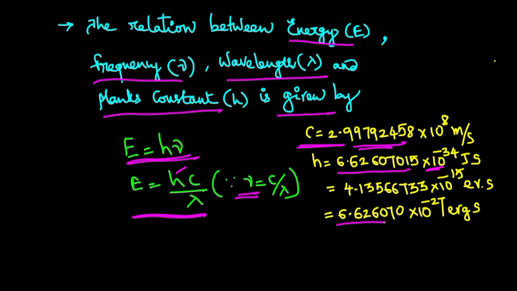or 6.62607015 into 10 power minus 27 erg second. If it is converted to electron volt second, then it will be 4.135666733 into 10 power minus 15 electron volt second.